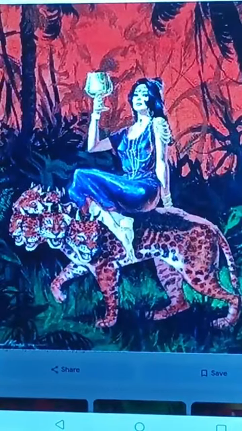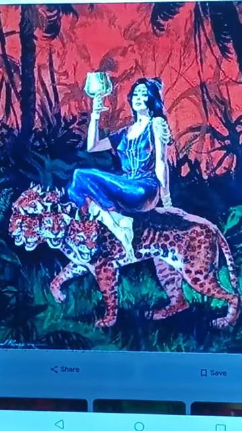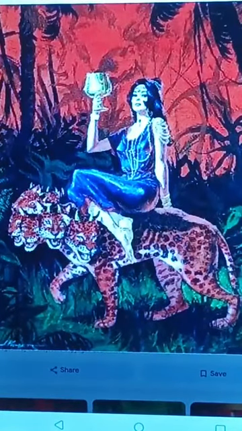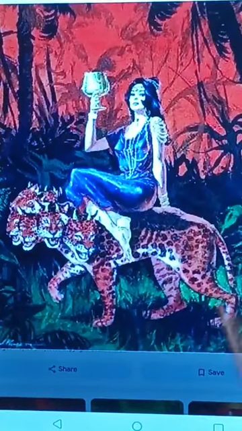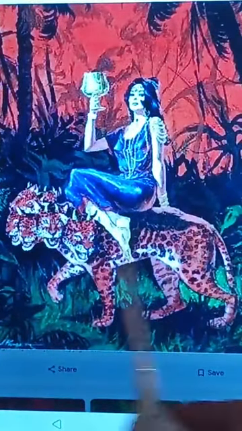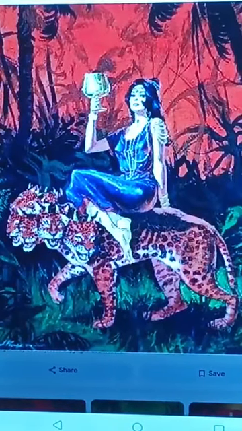This is Satan's father and mother in this picture. In this picture, you are looking at Satan's father and mother. Satan's father is the Congolese lion. It's a lion that has spots. It's a real type of lion in Africa.